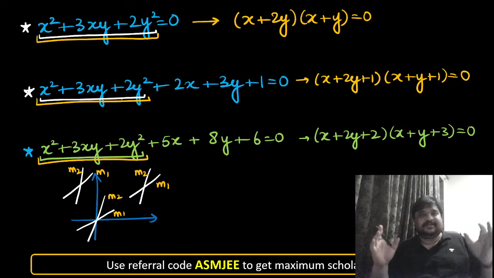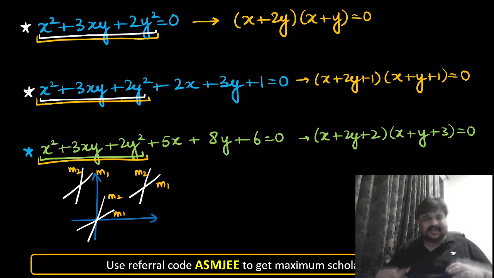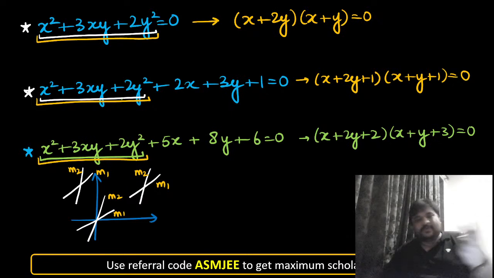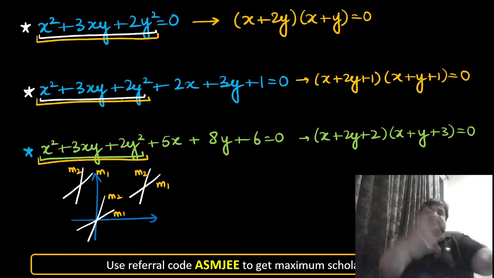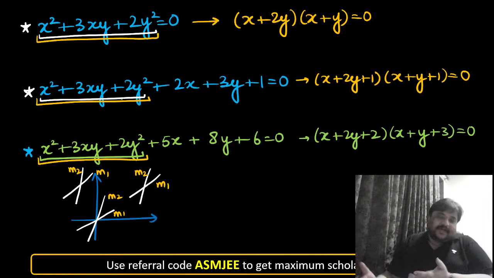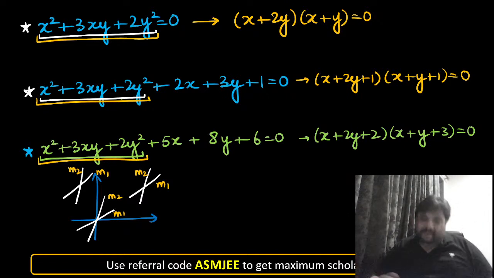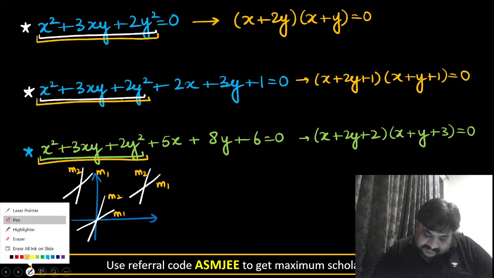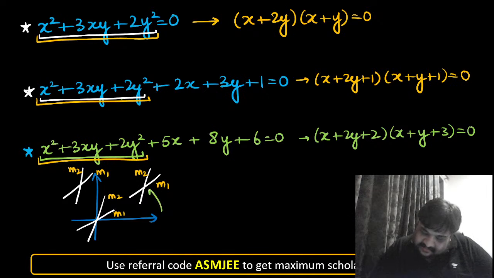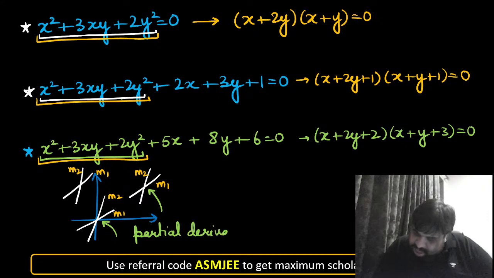So if two pairs, no matter big or small the equation, have identical 2-degree terms, that simply means their shape and their slopes will be the same. Only their locations will change. One of them might be formed at the origin, another at some other point. And that point you can find simply by partial derivative. It will give the location.